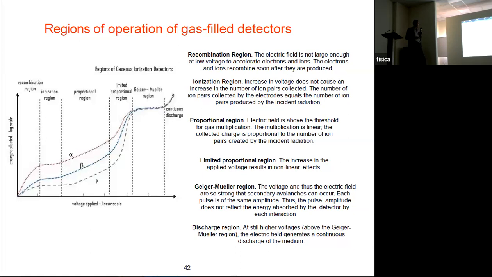And the last one is called just the discharge region. If you apply a big voltage to the electrode, you will get a continuous discharge, lots of sparks, and no measurable signal. And this is really the limit where the Geiger region stops, and here no detectors operate.